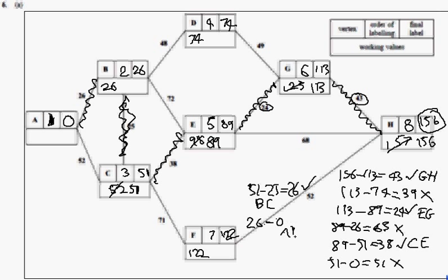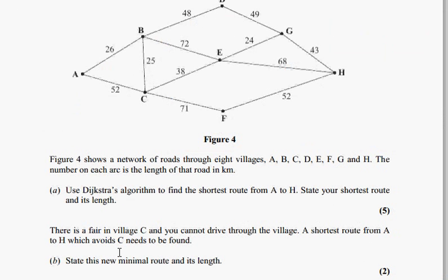So there we go. And we can finally list that path. So we get A, B, C, E, G, and H. There is a beautiful shortest path there listed out for you. So that will get full marks for all those workings there. Okay, so far so good.